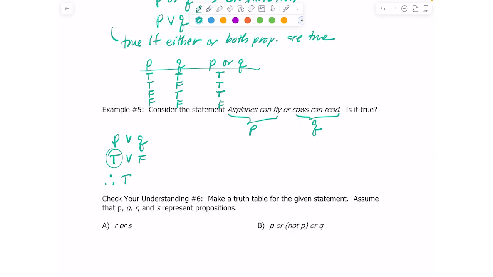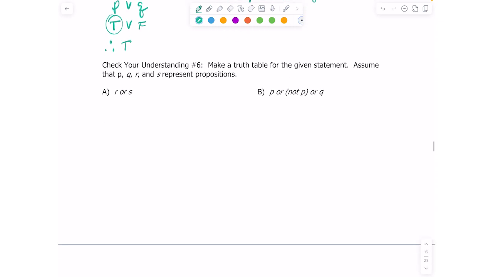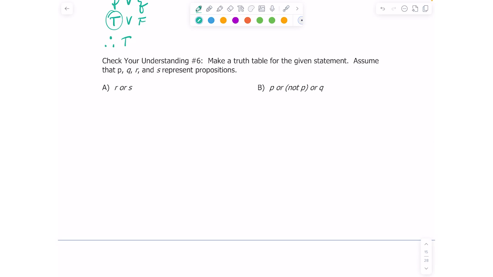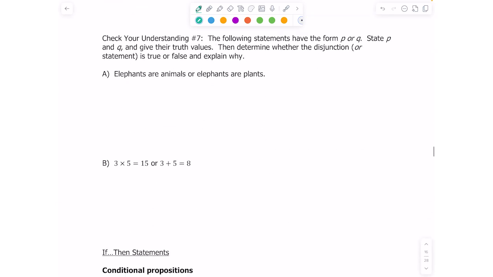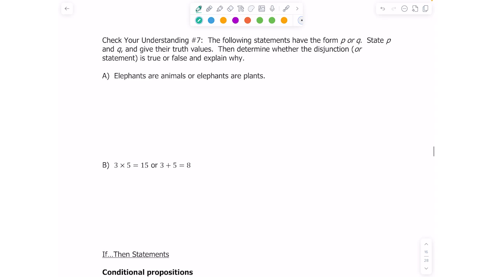In this next part, what you have to do is make a truth table for the statements that are there. And then in this next part, you're going to state P and Q and give their truth values, and then determine whether the disjunction is true or false and explain why. So just like what we just did.